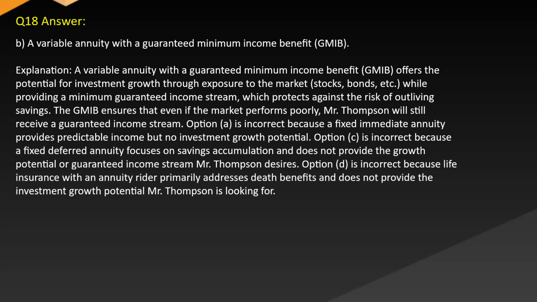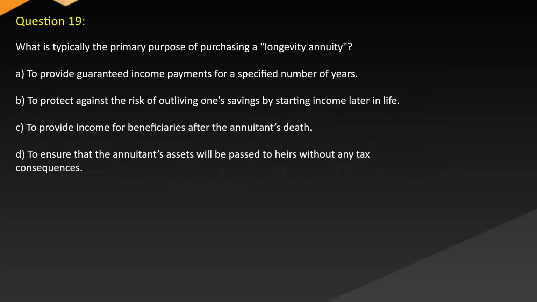Option A is incorrect because a fixed immediate annuity provides predictable income but no investment growth potential. Option C is incorrect because a fixed deferred annuity focuses on savings accumulation and does not provide the growth potential or guaranteed income stream Mr. Thompson desires. Option D is incorrect because life insurance with an annuity rider primarily addresses death benefits and does not provide the investment growth potential Mr. Thompson is looking for.